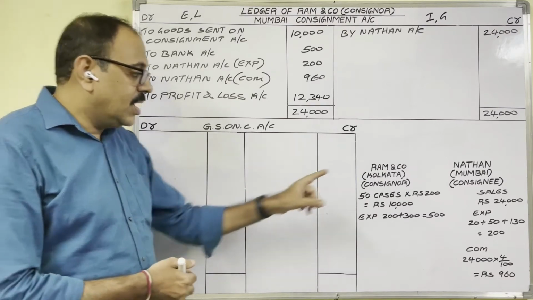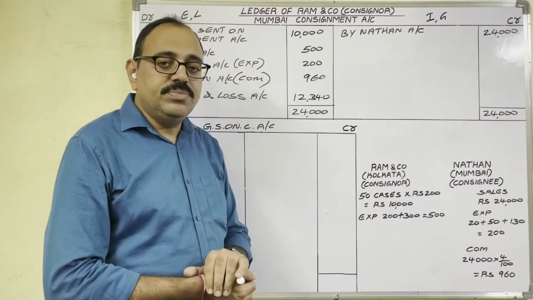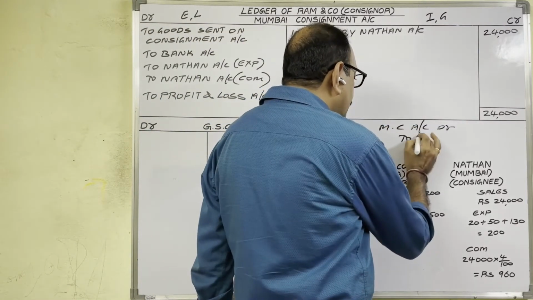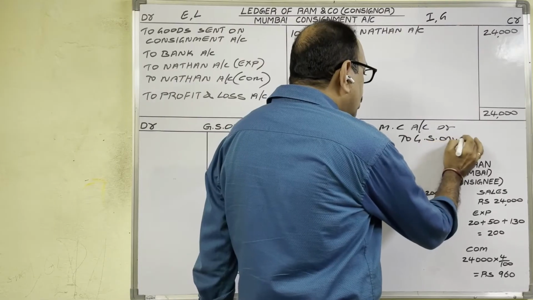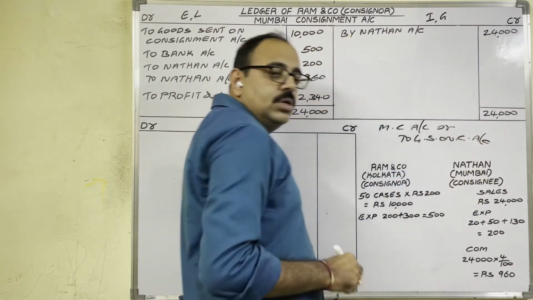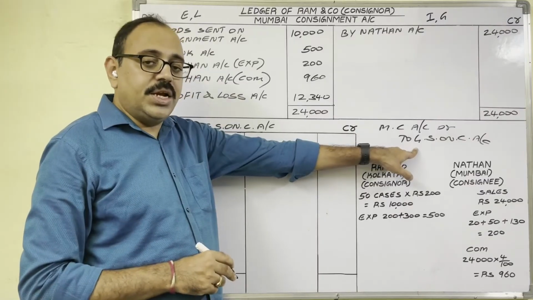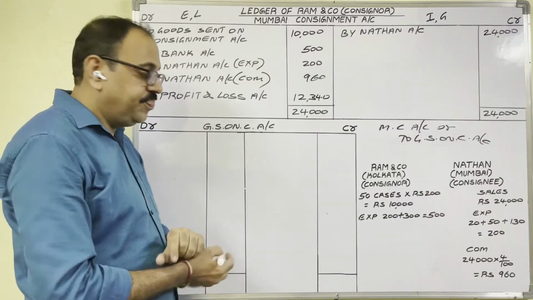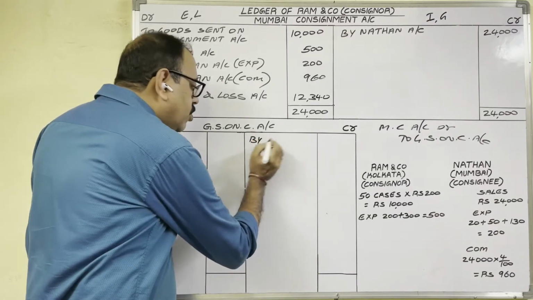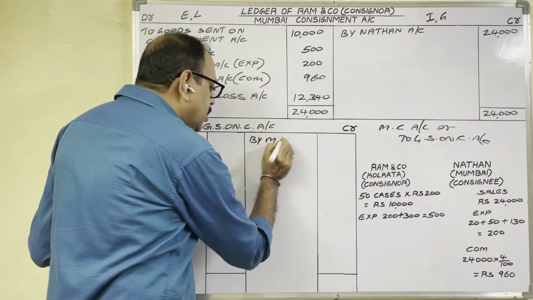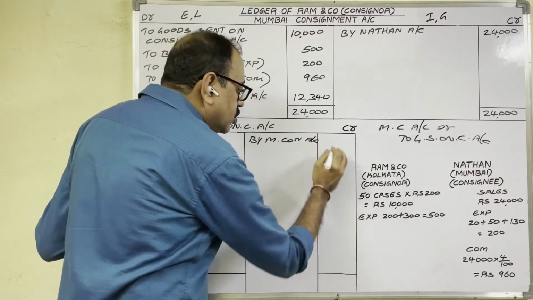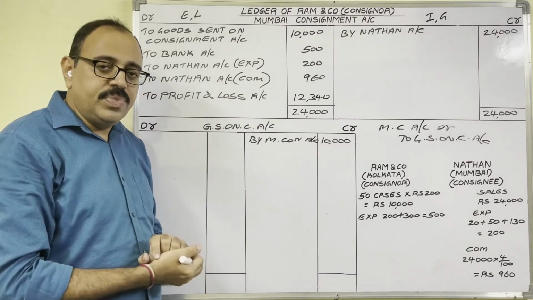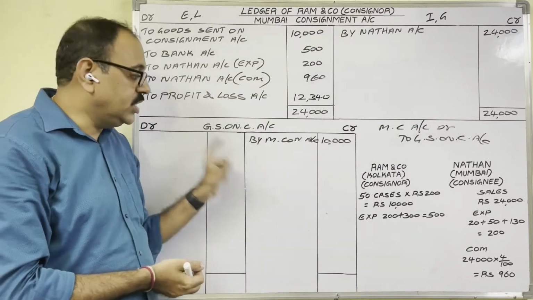First what happened? Consignor sent goods on consignment. Entry Mumbai consignment account debtor to goods sent on consignment account. Goods sent on consignment account is credited. Therefore, in account, that entry will be posted on credit side. By debit account name we should write Mumbai consignment account. Amount 10,000 rupees. In other entries, there is no goods sent on consignment account name. Therefore, other entries you need not to post in this account.